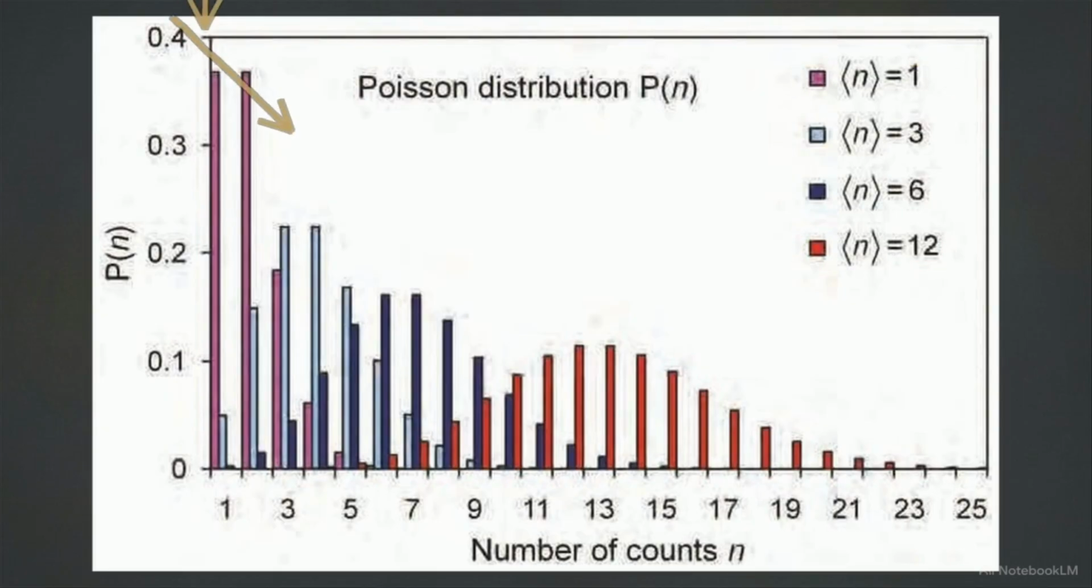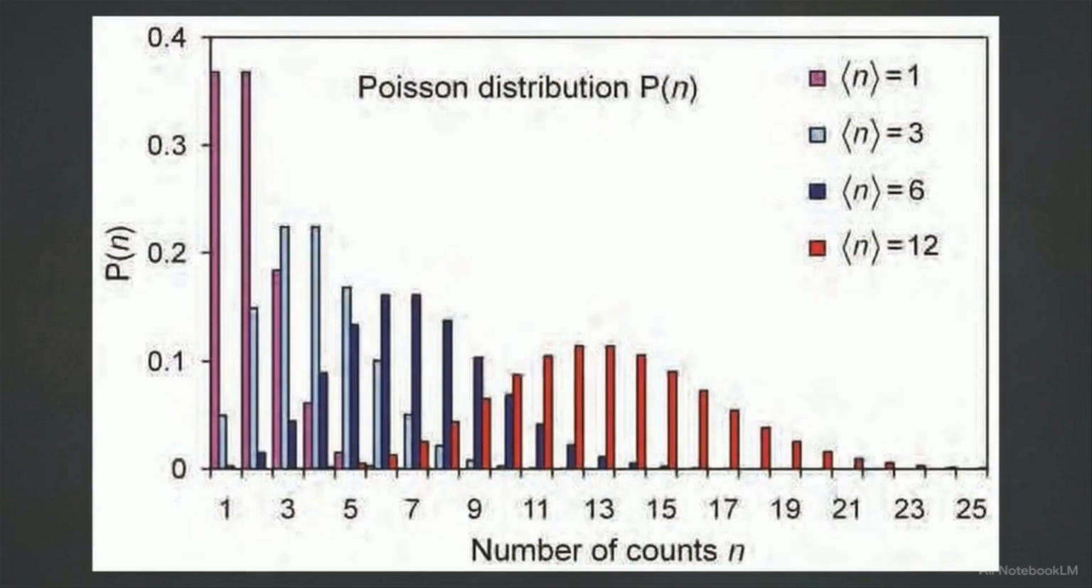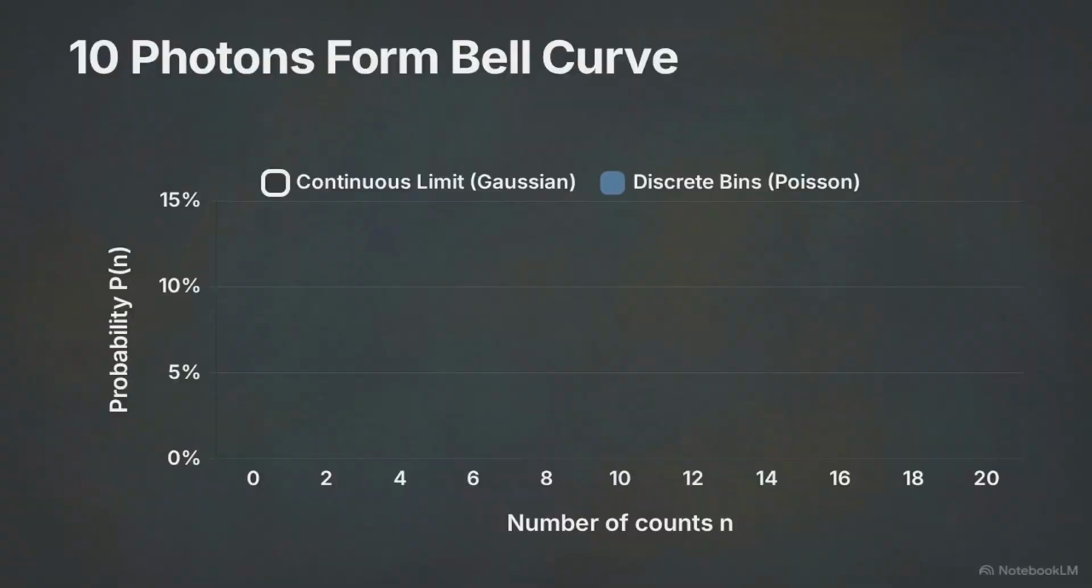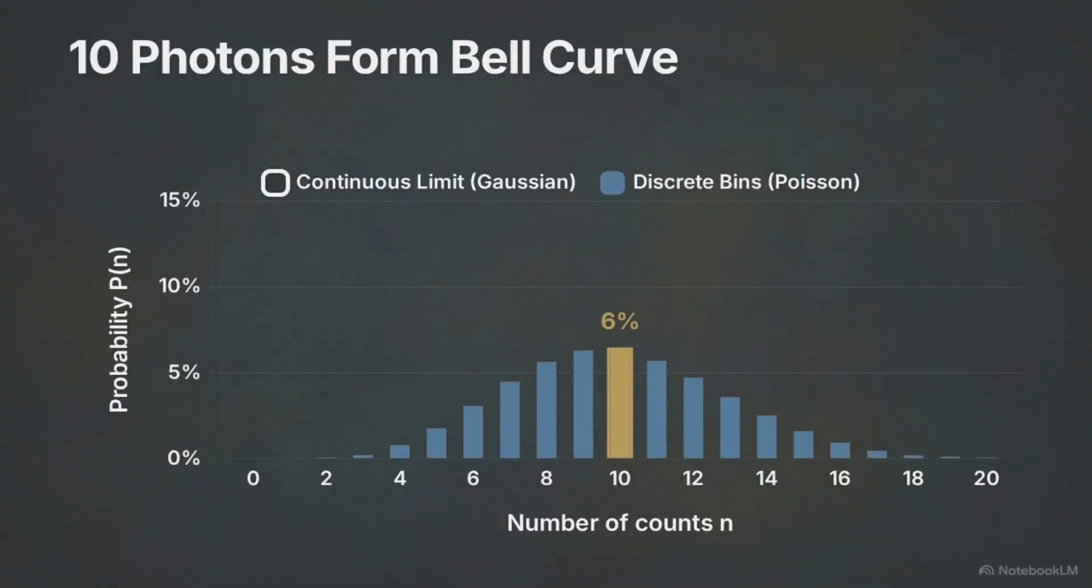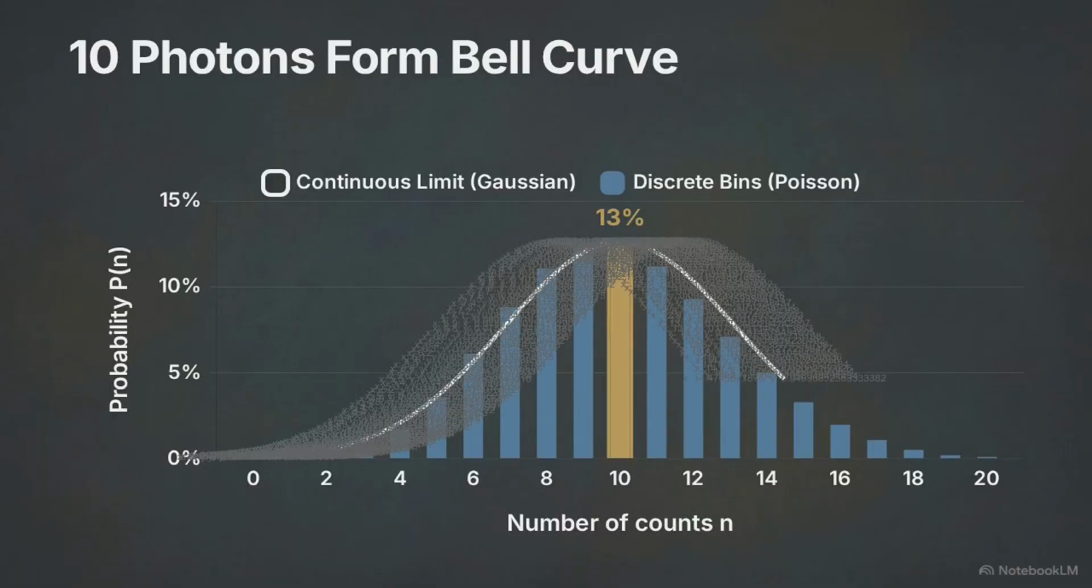For weak reflections, averaging 1 or 3 counts, the distribution is highly asymmetrical and restricted to discrete integer bins. Notice how the shape of the Poisson distribution strictly depends on how many events are counted. As the expectation value increases to 12, the shape widens and shifts right. Right around an expectation value of 10 photons, a crucial mathematical transition occurs. The distinct staggered bins begin to smooth out, approximating a continuous curve.